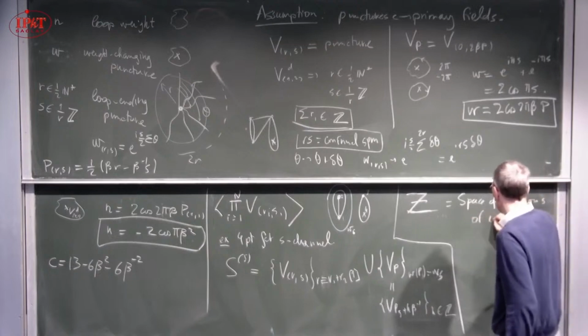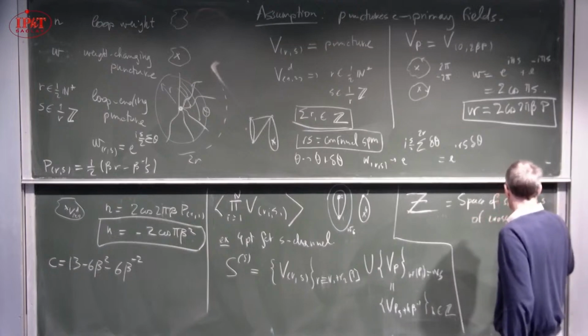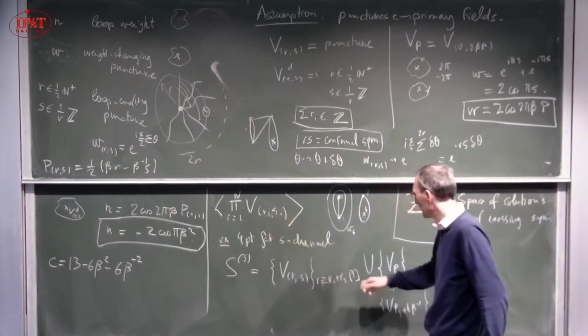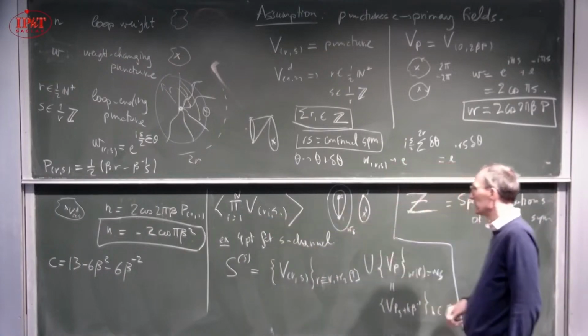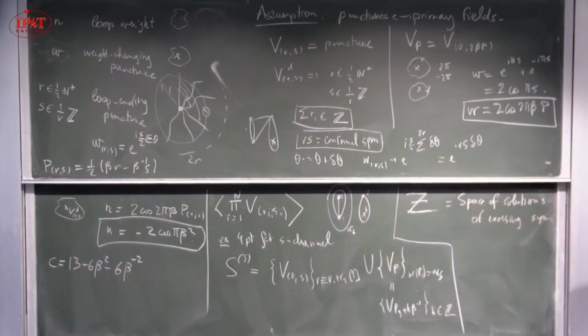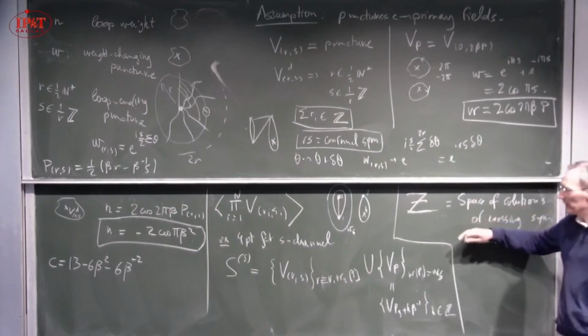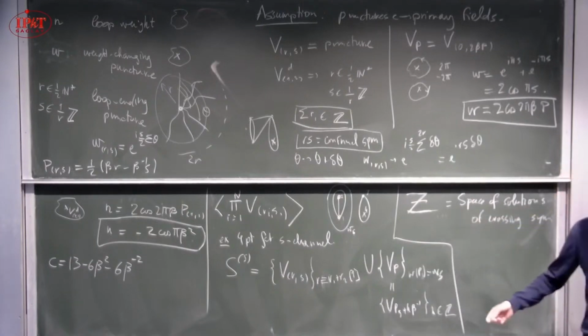The space of solutions of crossing symmetry, given this n-point function and given all the weights of these possible loops. And now, what should it correspond to in the loop model? Well, in the loop model, we are supposed to know some of these solutions.